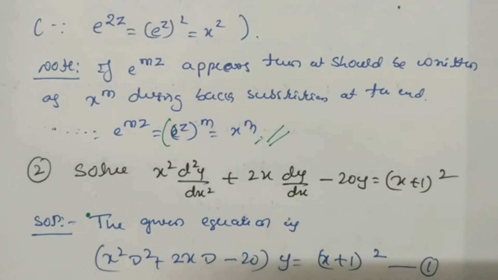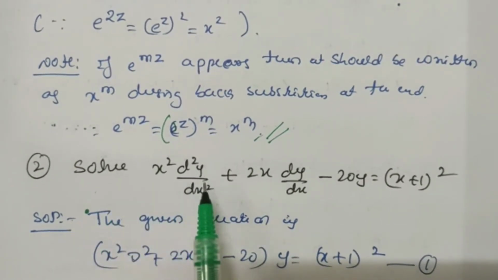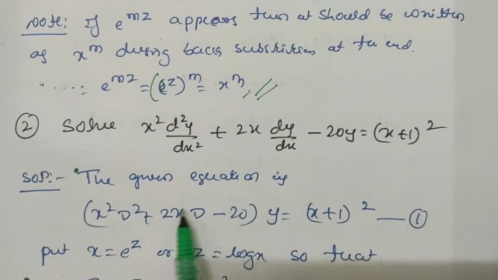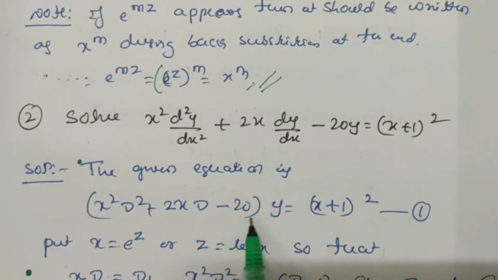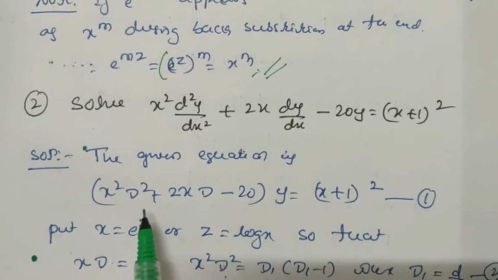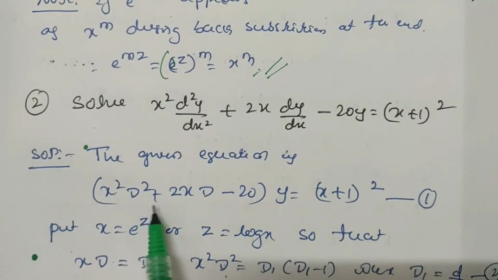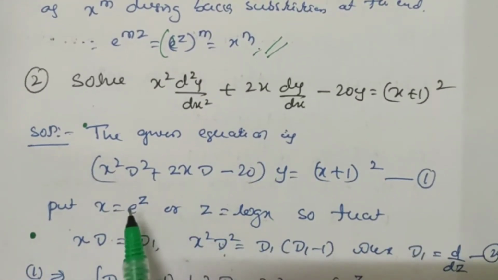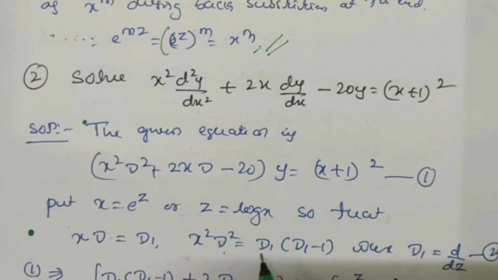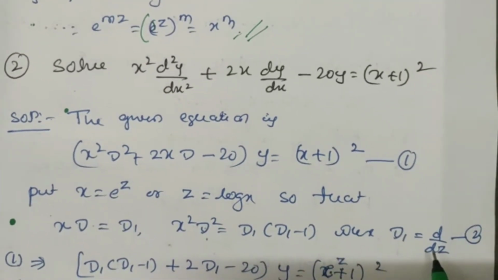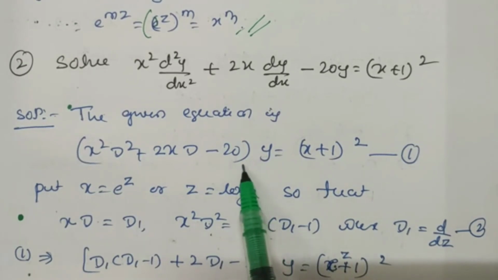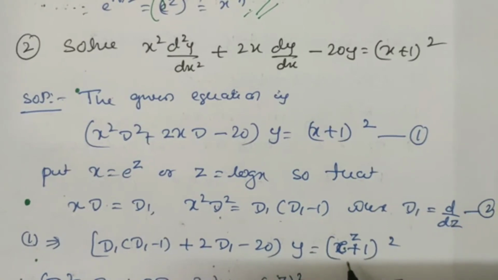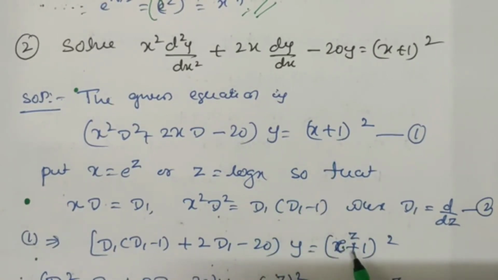Solve x square d2y by dx square plus 2x dy by dx minus 20y is equals to (x plus 1) whole square. So the given equation is like this: (x square D square plus 2x D minus 20) of y equals (x plus 1) whole square. Again it is in the form of a linear differential equation with variable coefficients. So put x equals e raised to z, or z equals log x, so that x D becomes D1 and x square D square is D1 into (D1 minus 1), where D1 is d by dz. Now equation 1 becomes (D1 (D1 minus 1) plus 2 D1 minus 20) of y is equals to (e raised to z plus 1) whole square.